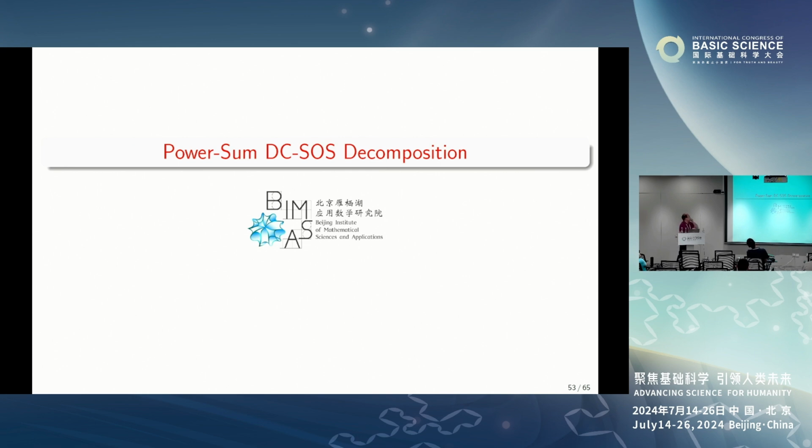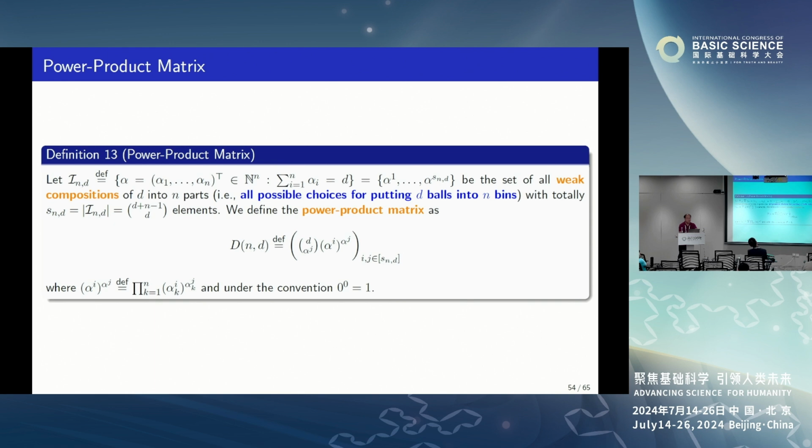So this is based on a very interesting identity to get some decomposition. The last one is called the power sum DC-SOS decomposition. It's based on a very interesting matrix we call the power product matrix, D_{N,D}. N is the number of variables, and D is the degree of the polynomial.